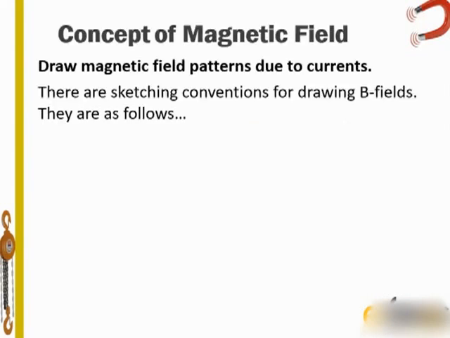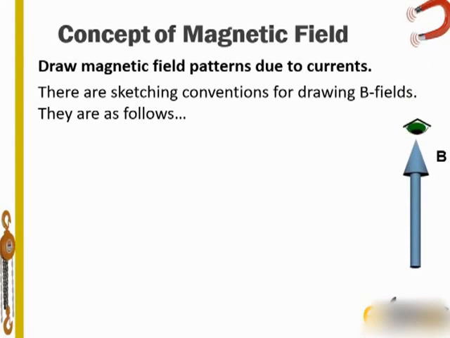So here we're going to have a look at ways in which you could draw magnetic field patterns due to the current. And when we say draw them, we need to abide by certain conventions. And so we're going to look at the conventions used when you actually sketch or draw magnetic field patterns. So what we do is we view from head on to the B field.